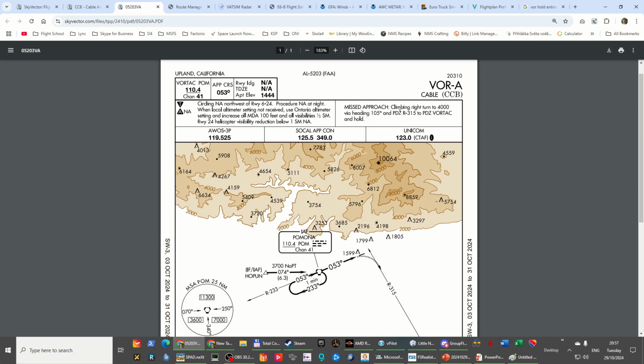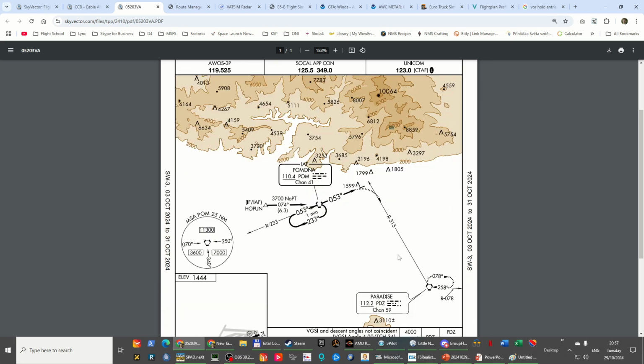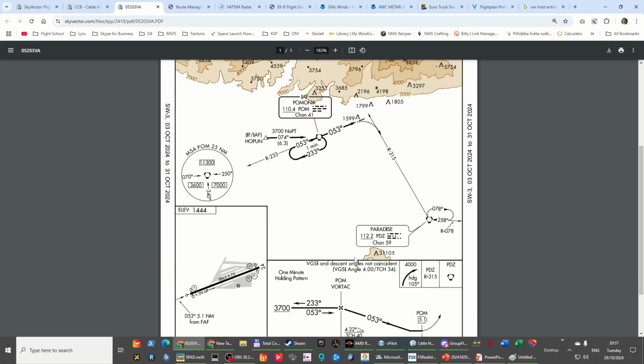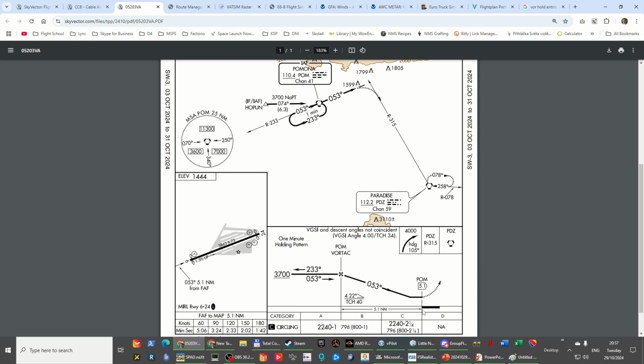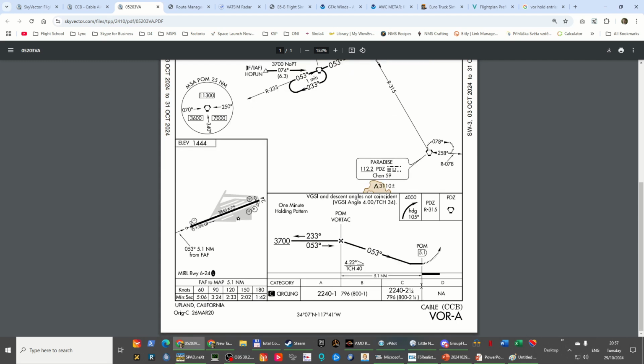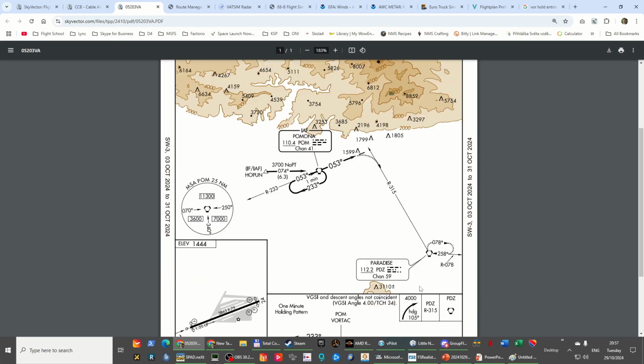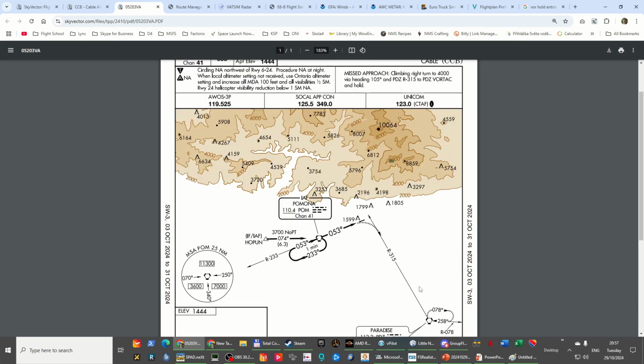Missed approach is a climbing right turn to 4000 via heading 105 and the Paradise VOR radial 315 to the Paradise VOR and hold there. So that's the missed approach procedure if we need that. And the missed approach point is the beginning of the runway, aka Pomona DME 5.1. If you cannot see the runway, it should not be a problem today. Any questions on the approach? I don't believe that this is a particularly difficult one, but anyway.